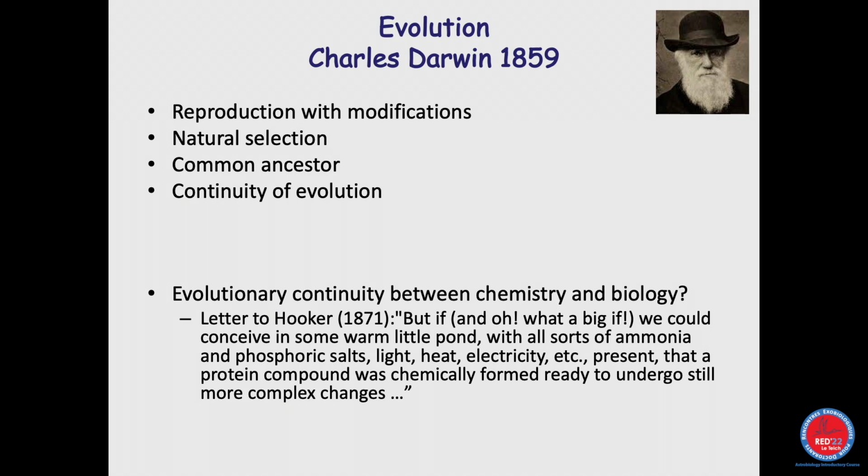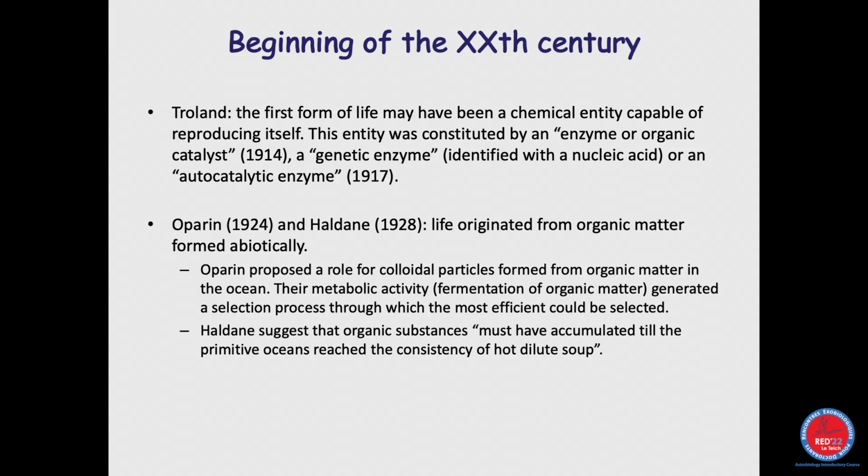In the beginning of the 20th century, we had some new theories on the origin of life, and the first one that needs to be mentioned is probably the one proposed by Leonard Troland in the United States, that the first form of life may have been a chemical entity capable of reproducing itself. So this entity was constituted by an enzyme or an organic catalyst in 1914, and later he spoke of a genetic enzyme that was identified by himself as a nucleic acid, which is really important, I think, or an autocatalytic enzyme, which means that he had understood the importance of autocatalysis for the origin of life.